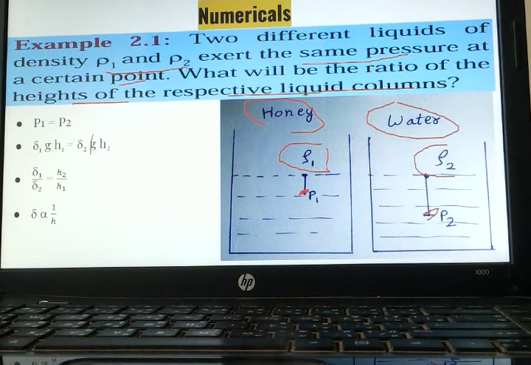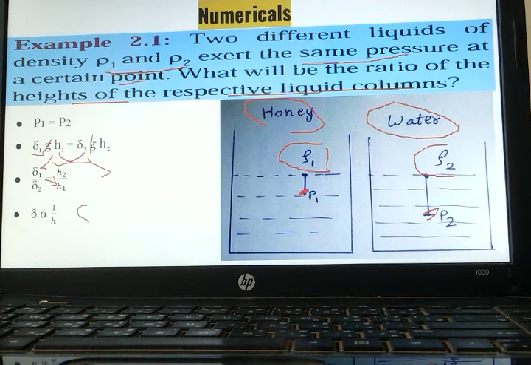So this g and this g will get cancelled. We want the ratio of delta and h. Delta 1 is already over here, so we take delta 2 over here, and it goes in the denominator. Similarly, h1 is on this side, so shifting it to this side, it again goes to the denominator. So ultimately we get delta 1 upon delta 2 is equal to h2 upon h1. We can say that density and height have an inverse relation.